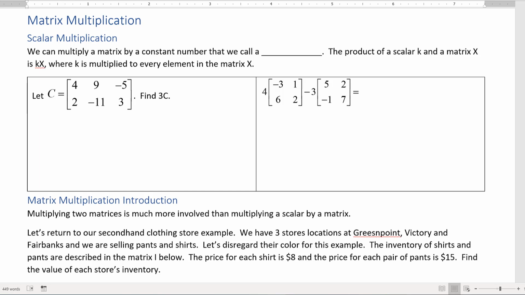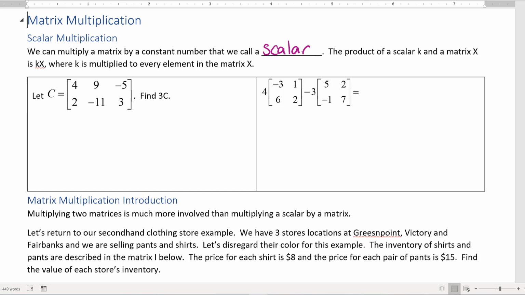Today's lesson is on matrix multiplication. First, we're going to talk about scalar multiplication. We can multiply a matrix by a constant number that we call a scalar. The product of a scalar k and a matrix X is kX, where k is multiplied to every element in the matrix X. So let's have an example.